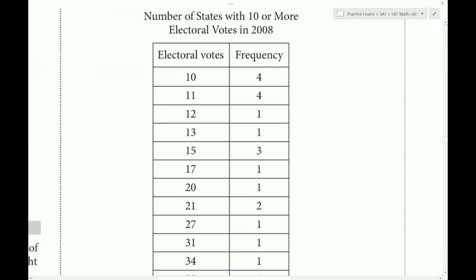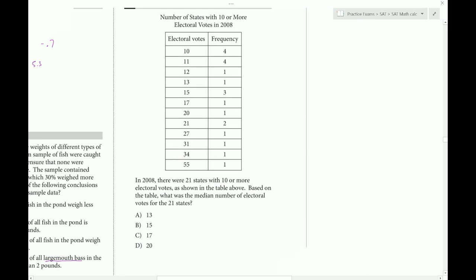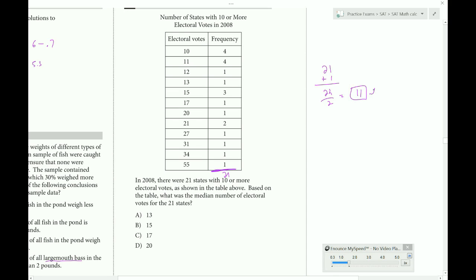All right, so here we have a frequency table. In 2008, there were 21 states with 10 or more electoral votes. Based on the table, what was the median number of electoral votes for the 21 states? Okay, so we know that there's a total of 21 states, so that's going to be the total of the frequency column. And so we're looking for the middle of 21, right? The trick is to add 1 and then divide by 2. So you get 11. So we want the 11th state from either end.